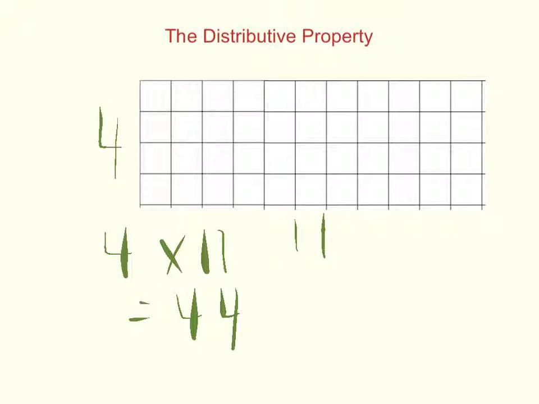How I can show that in terms of algebra is I could say, okay, well, I have my 4, and then in brackets I could multiply it by 4 plus 7, like so. And that gives me the exact same answer as I would get before, and I'll explain that in the next slide.